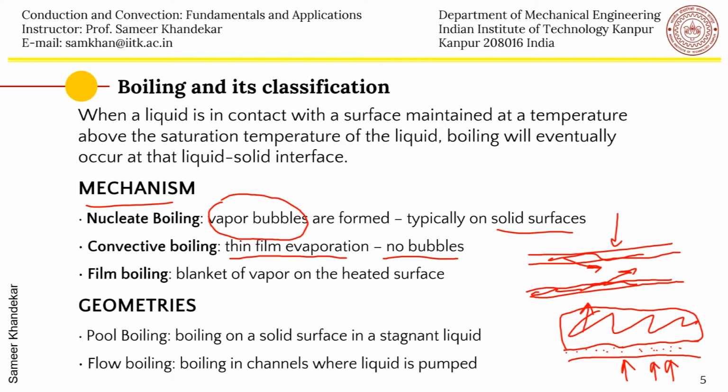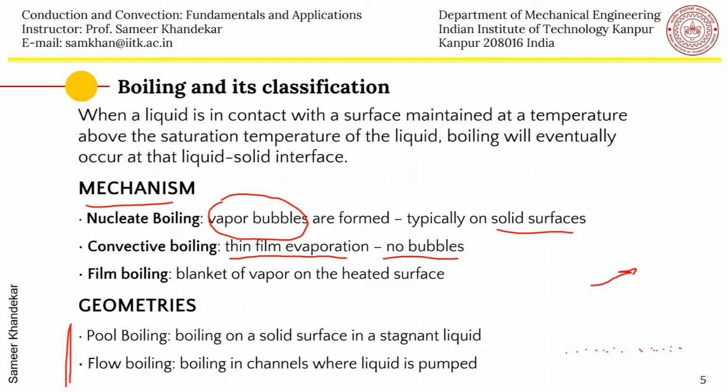Now typically there are two geometries. One is pool boiling. It is like when we make tea, you have a pool, and in this pool there is no external flow. So if you take a vessel, put some liquid in it and start heating, this is a stagnant liquid. As the temperature increases, bubbles will start forming, and there is no external active flow taking place in this particular pool, and therefore this is called pool boiling.